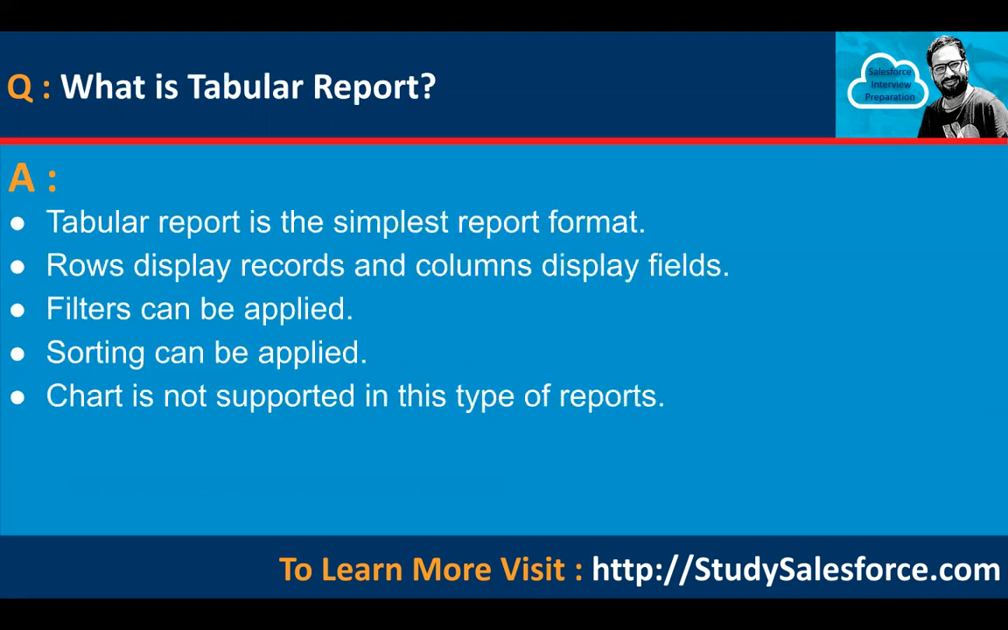What is a tabular report? A tabular report is the simplest report format. Rows display records and columns display fields. Filters can be applied, sorting can be applied. A chart is not supported in this type of report.